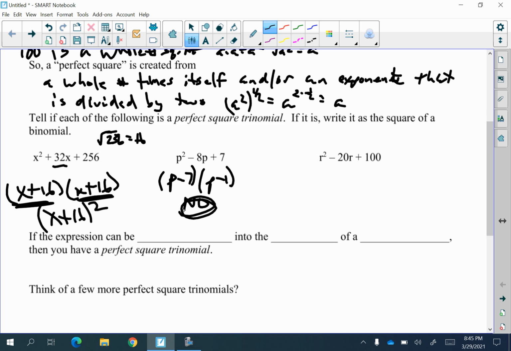Okay? And then last but not least, I have to think of two factors of 100 that, when you multiply, give me negative 20. Well, I know 10 times 10 gives me 100, but when I add them together, it gives me positive 20.